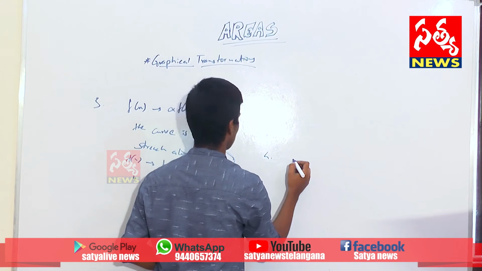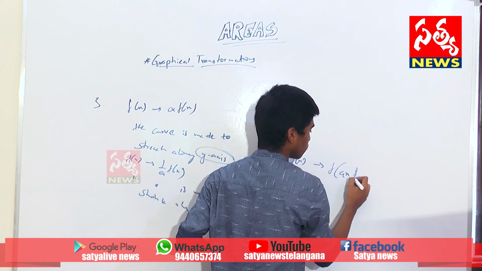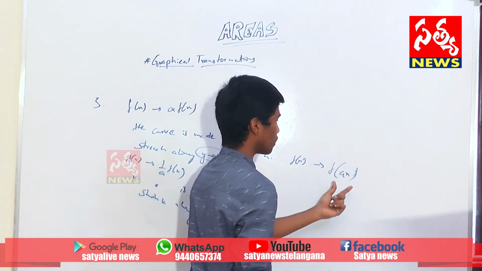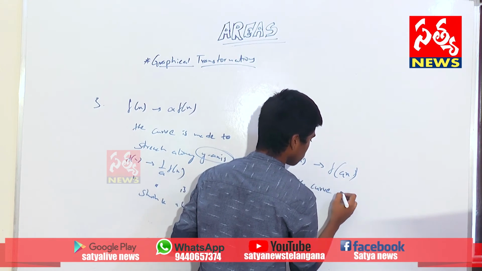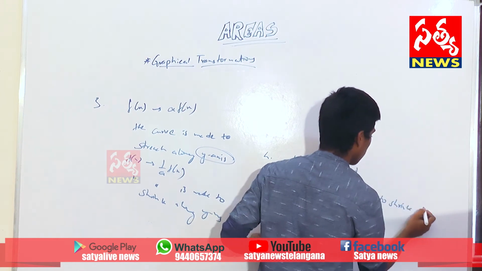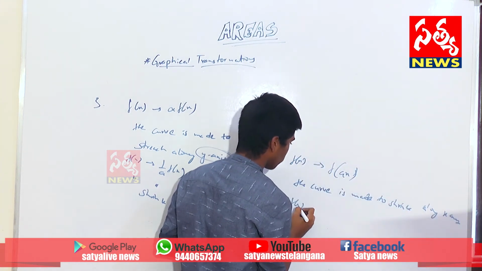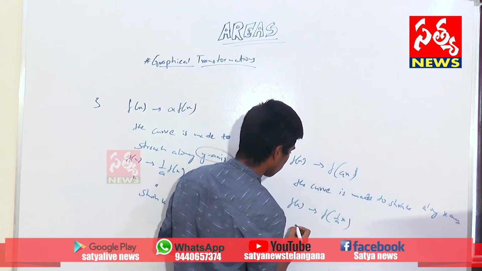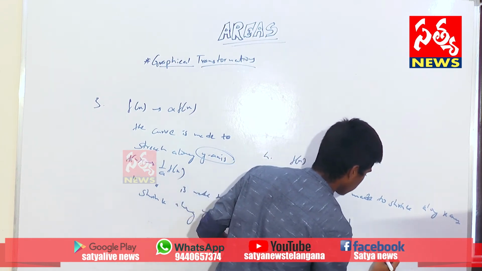Next, fourth one, if f of x is made to f of ax, which is nothing but a is multiplied to the x term in the function f of x, then the curve is made to shrink along x-axis. And similarly, if f of x is made to f of x by a, then the curve is made to stretch along x-axis.